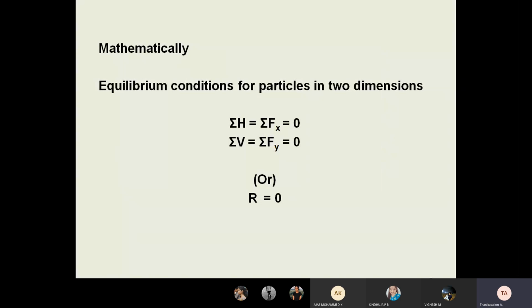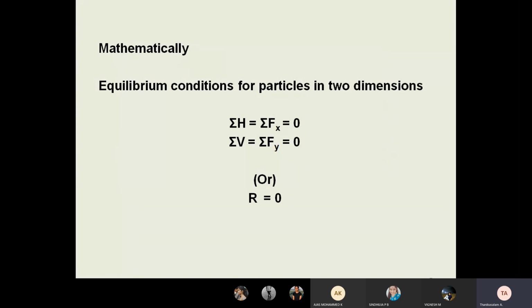Mathematically, this is the equation. Students, now writing, we are discussing a particle in two dimensions. Two dimensions means x and y, or H and V. For the resultant to be 0, the horizontal force must be equal to 0 and the vertical force must be equal to 0. Then only the resultant is 0.